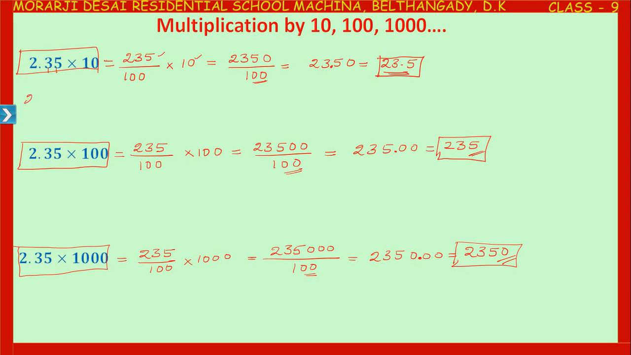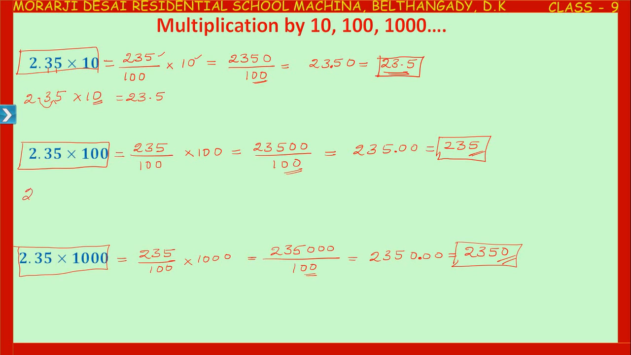See here, 2.35 into 10. How many zeros are there in 10? One zero. So if there is one zero in front of 1, then the point has to be moved one step forward. So 2.35 into 10 is equal to 23.5. If there is one zero, one step forward; two zeros, two steps forward; three zeros, three steps forward.